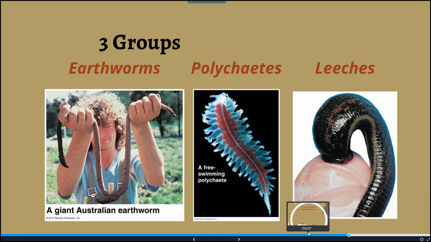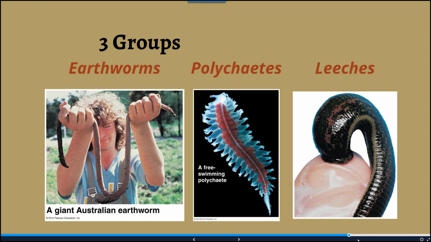There's quite a few groups of Annelida. We have the earthworms. It's probably the largest earthworm ever, the giant Australian earthworm, which is crazy, off to the left-hand side. Obviously, we're used to ones that are much smaller than that.